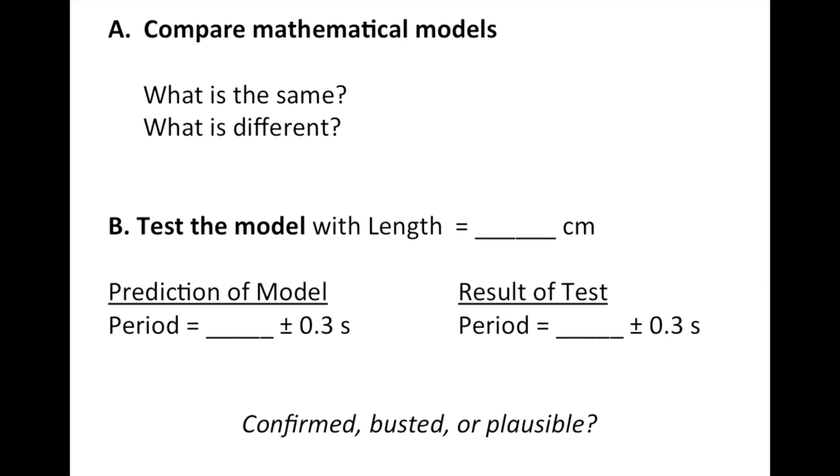Okay, now that you have your calculation, I will tell you that we tested the pendulum with stopwatches and we measured the period and we got about 4.0, plus or minus 0.3 seconds. So if the range of your prediction, whatever you calculated, plus or minus 0.3 seconds, overlaps the range of the test results, then we would say that your model is confirmed. And what we found in class was that everybody's models were confirmed.